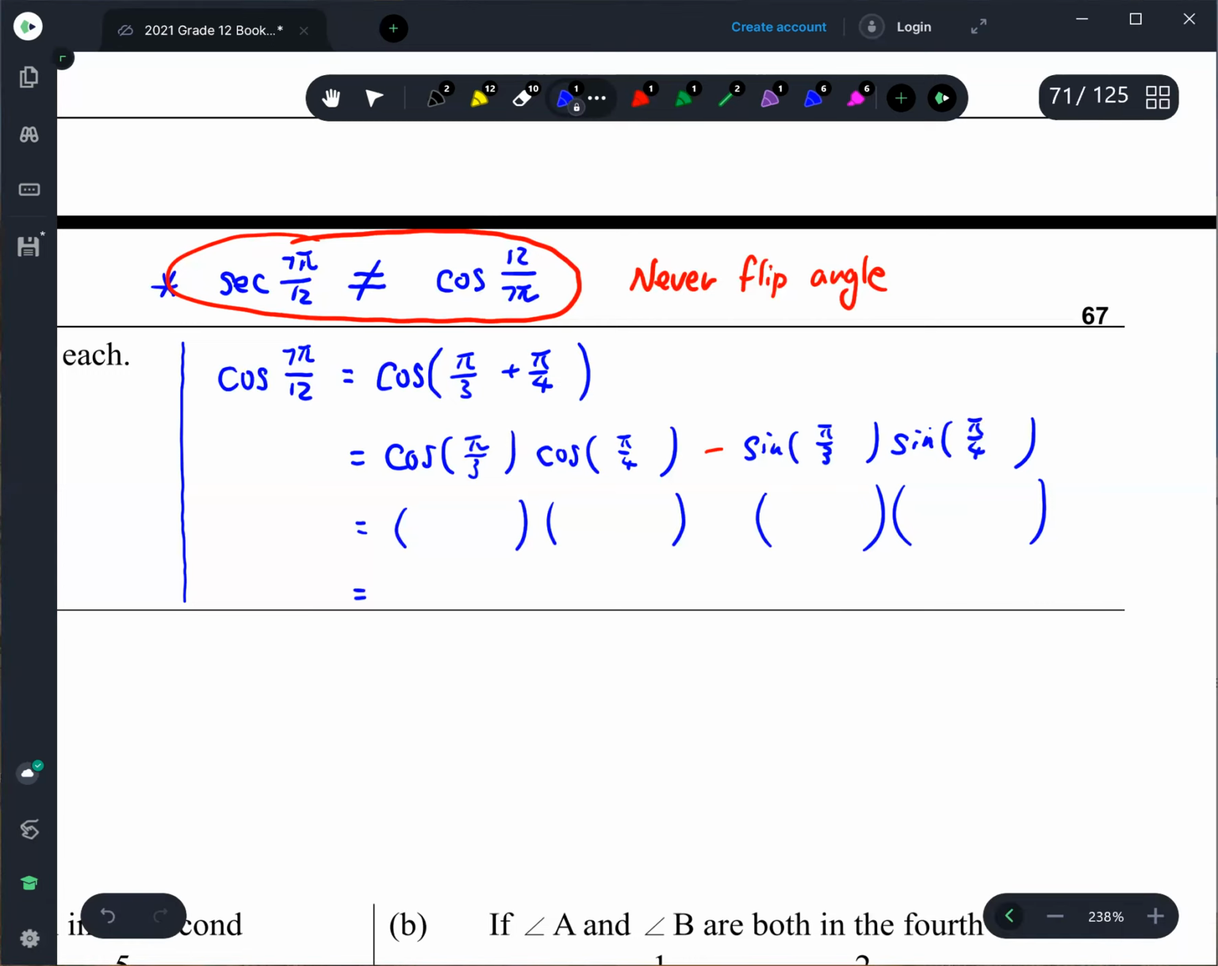So just put it in order. Please go all the way, find the exact value for each one, simplify it, and put it as one fraction, okay? Once you get to that point, please raise your hand.